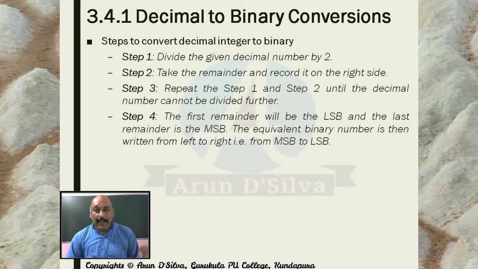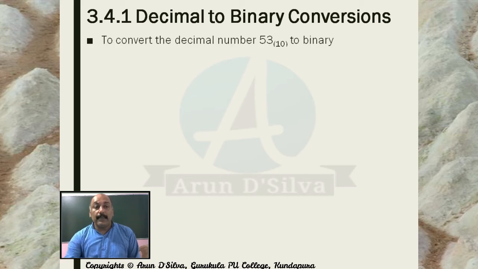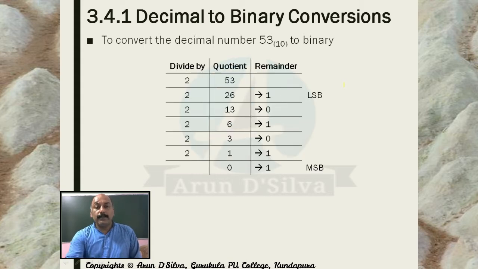So theoretically I told you the procedure; now let me show how to do it practically. Let me take an example. See here, my dear students, I'll take 53, a decimal number. As I told you, divide by 2. Dividing 53 by 2, I get quotient 26, which I have written here, and remainder 1, which I have recorded here on the right side.